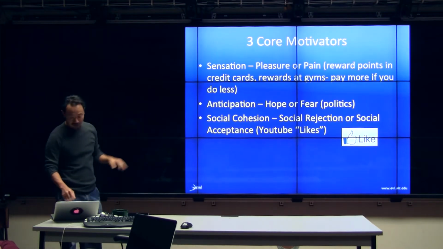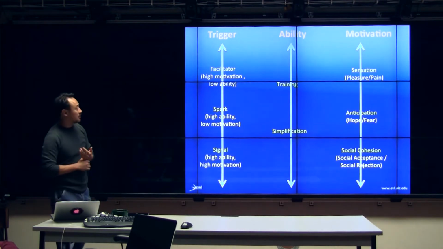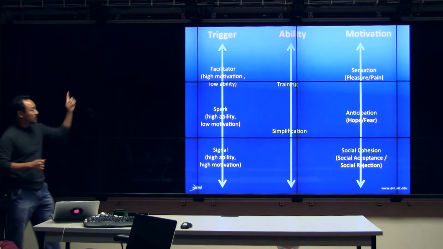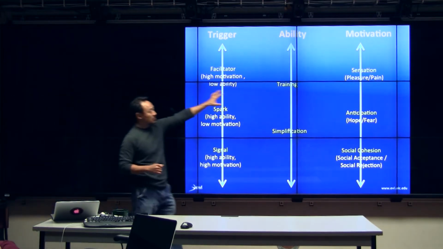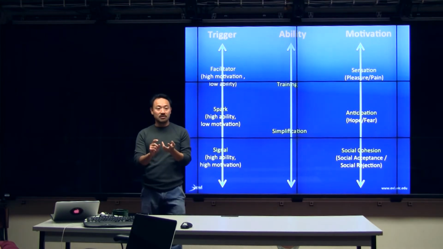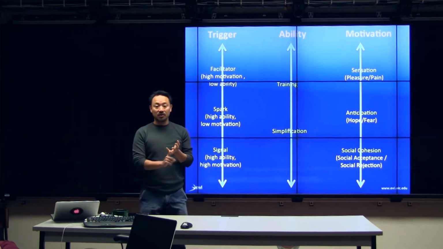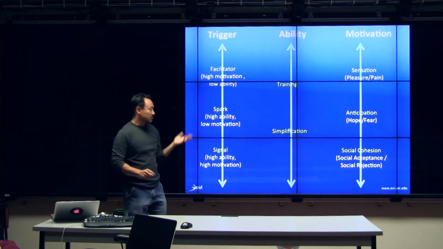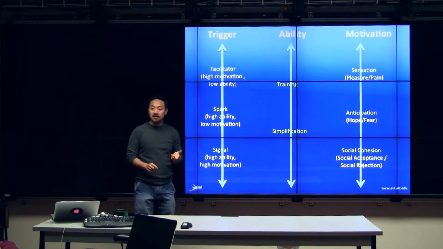So taken as a whole, you can sort of draw it out like this. You've got your trigger, your ability, and your motivation. For those of you who are working on the asthma project or the colonoscopy project, you can start with this, right?